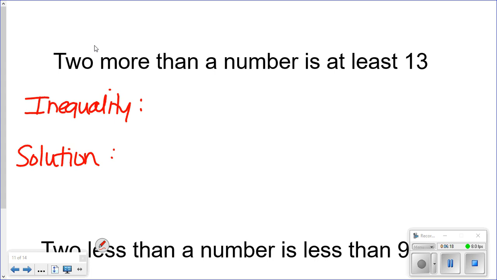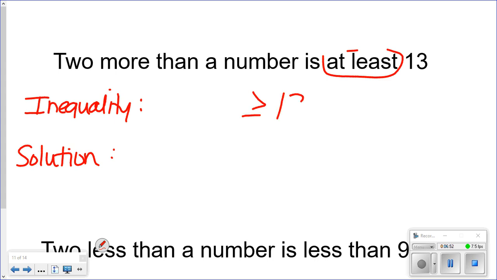Two more than a number, at least 13. Okay, somebody tell me, first of all, what's the key word up here? At least. So if you looked in your list, what sign is at least? It's greater than or equal.